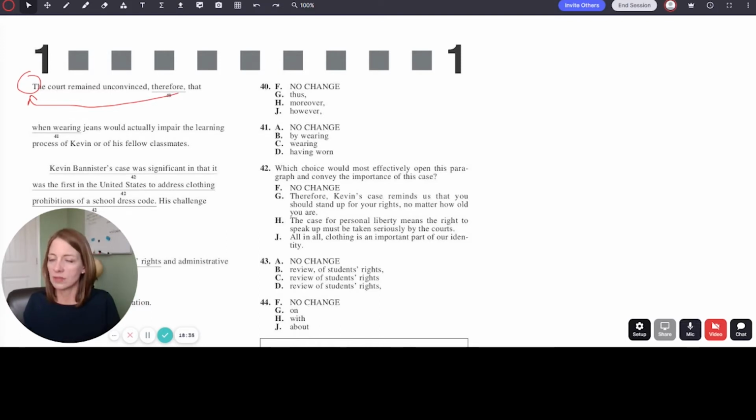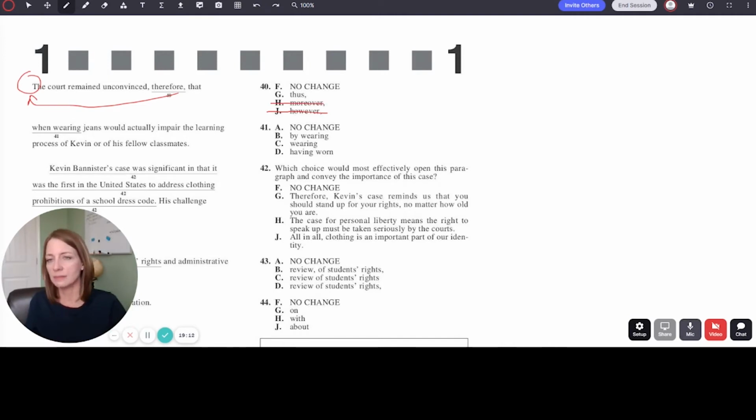Thus, the court remained unconvinced. However, the court remained unconvinced. Okay, so "however" is not the right one because it's "moreover." So no, "moreover" is like I've said that the board couldn't do this. Moreover, they couldn't do this either. So if I was carrying on with like the board couldn't prove this, moreover, they couldn't prove that. So "moreover," you're carrying on the same kind of thought. So nope, it's not going to be that.